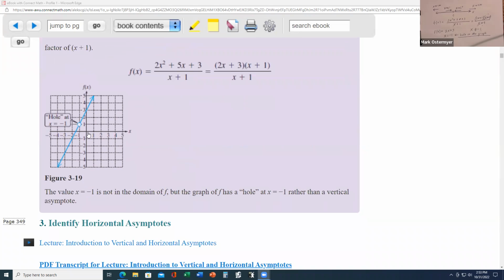For instance, I could say let f of x be equal to 2x plus 3 for all x not equal to -1. And then I could specify let f of x be equal to +1 when x is equal to -1. That would close this open hole and therefore remove that point of discontinuity.